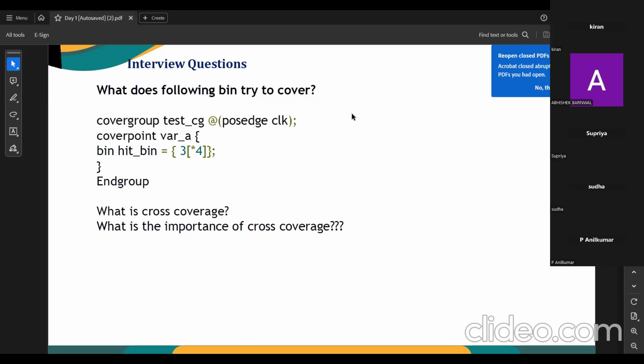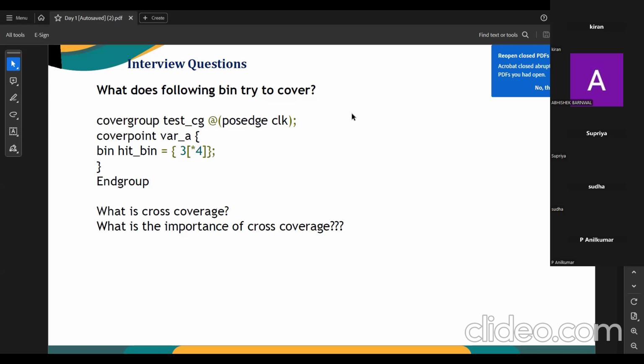If you do, you can only do the cross of two different cover points, or multiple cover points, n number of cover points. You can just do the cross, but you cannot do the cross of two different cover groups. So these are some of the tricky and important questions. So make a note of it.